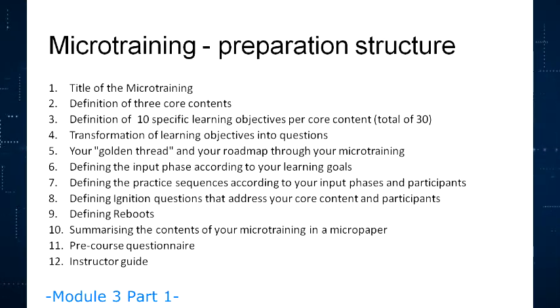You then move through each of these 12 steps, defining the 3 core contents, up to 10 learning objectives per each of the core contents, maybe less, but certainly no more. The transformation of learning objectives into a series of questions, your golden thread, your roadmap through the microtraining, defining the input phase. These are the sessions where you will input knowledge according to your learning goals.